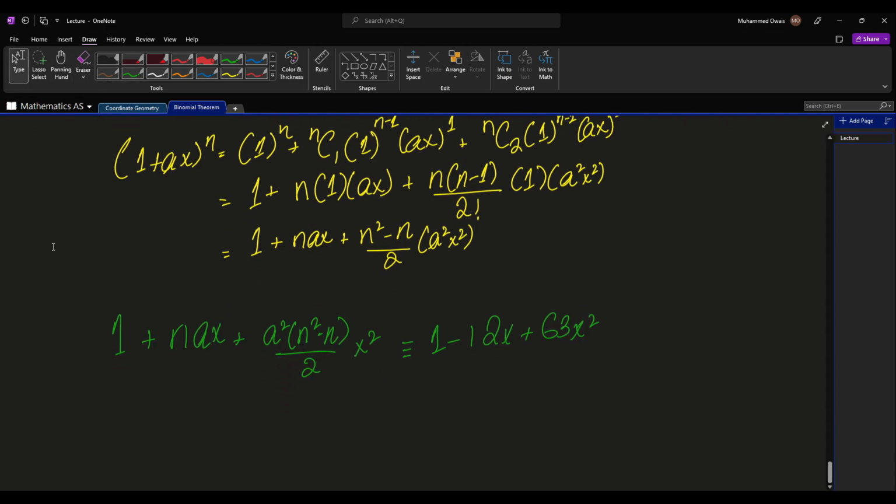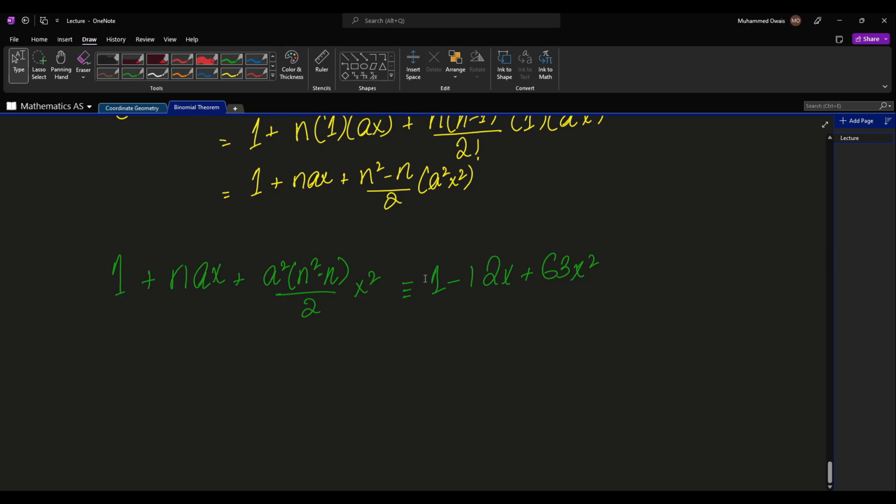All right, now then it is time to compare coefficients. 1 is 1, so we don't need to compare that. Now we compare the coefficient of x this time. So then here the coefficient of x is na and the coefficient of x there is minus 12. Now then, we can make one term independent here. So I can just say n is equals to minus 12 over a. All right. Now then, I can compare the x square values. I can say a square into n square minus n over 2 is equals to 63.